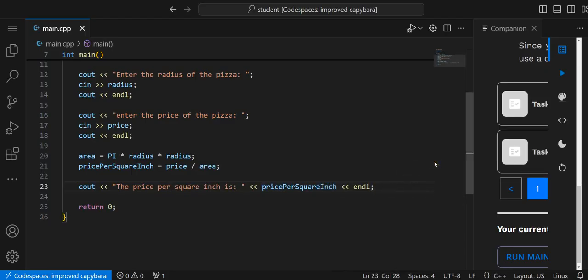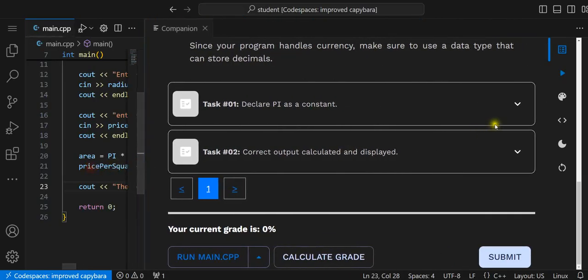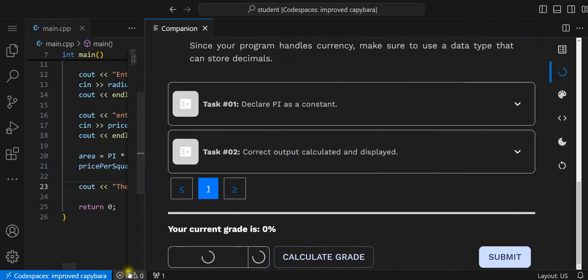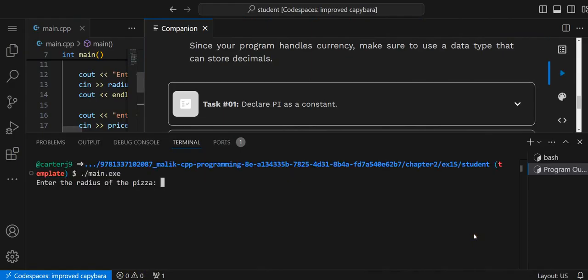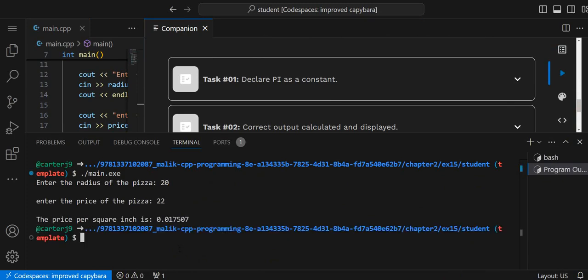So I do check it. I don't check it every line like they do. If you want to do that, you can, but I don't. I do check it at the end. So let's go ahead and run it. The radius of the pizza. See the instructions back there. So 20 and 22. 20, 22, and boom.